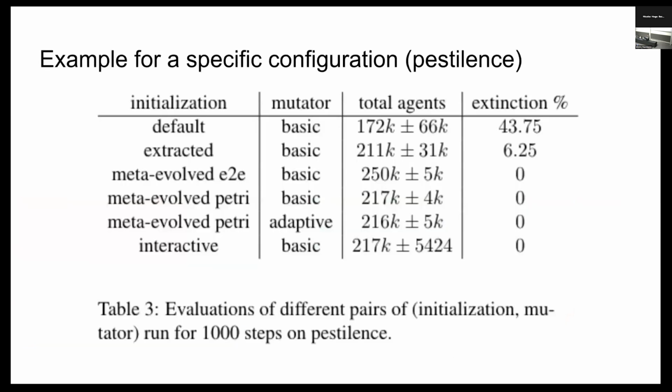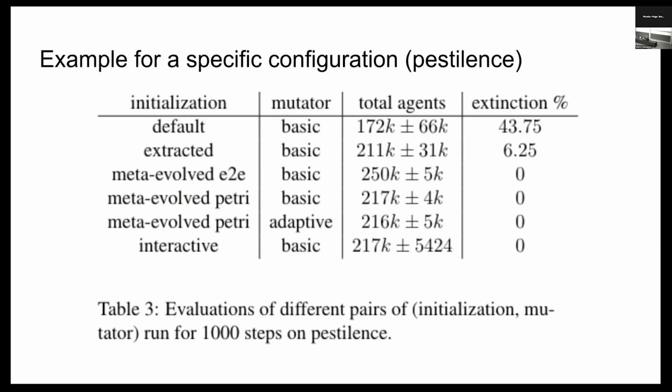You can do whatever you want with meta-evolution here. Here are some examples showing that you can, for example, take a hard configuration, like the pestilence one, and make it so they don't go extinct anymore. The second row is probably very interesting, which is called extracted. This just means I took one run where it didn't go extinct by chance. In the default one there is a 43% extinction chance. I asked, what happens if I take something which didn't go extinct and put it back into the environment? It showed that it has a much lower chance of going extinct afterwards. And this is very empirical evidence that there is evolution during the time of simulation.